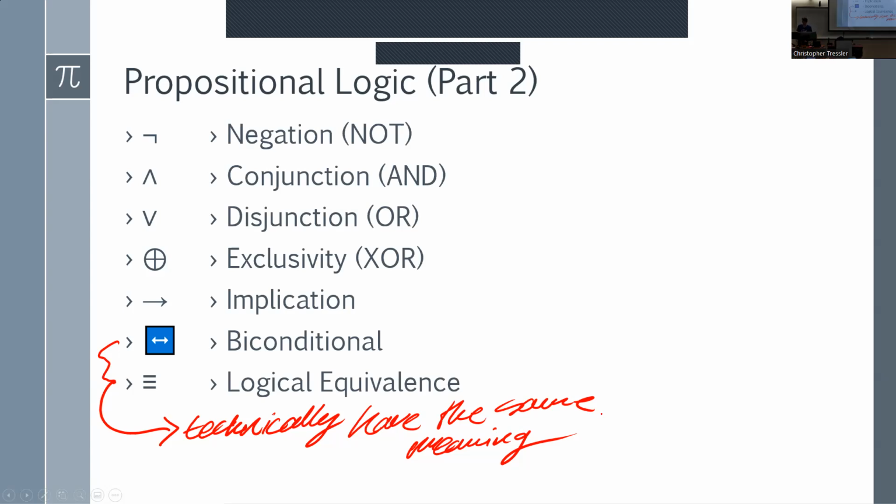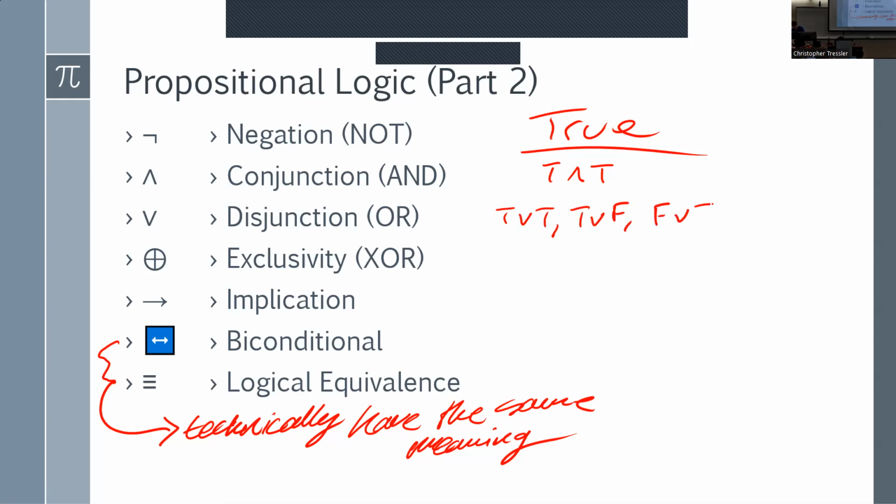Once again, a negation we talked about, it's the opposite. A conjunction, what do we need for a conjunction to be true? If we put a little table, what do we need over here? Yeah, both of them would have to be true, so we would need true and true. For a disjunction, what do we need? We need just one true. So true or true would work, true or false would work, or false or true.